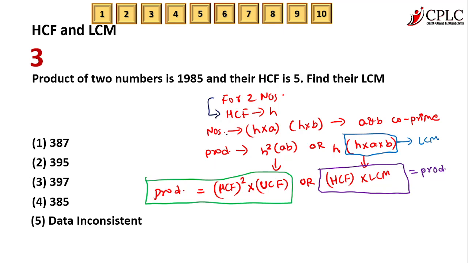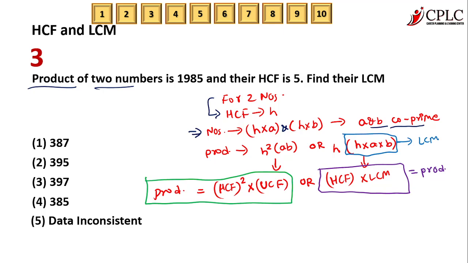That if you know the HCF of two numbers, which is let's say H, then the numbers can be written as H into A and H into B, where A and B are co-prime to each other. And then you obviously perform whatever operations that you want to perform on those numbers. We are doing product because our question deals with product basically. But we have to remember this theory so that we can use it directly whenever required.